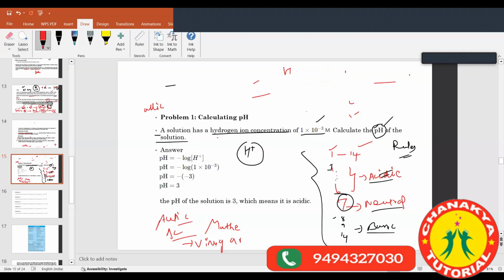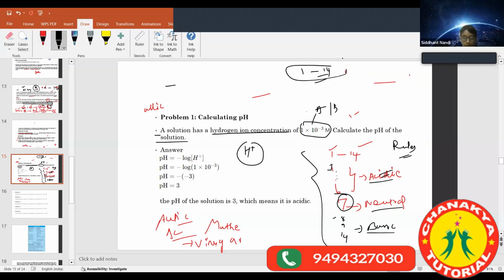So the solution has a hydrogen ion concentration of 1 into 10 power minus 3, and now we have to calculate the pH of this. Just by knowing the value 1 into 10 power minus 3, I don't know whether this is acid or base. I need something ranging from 1 to 14, then only I can find whether it is acidic or basic.